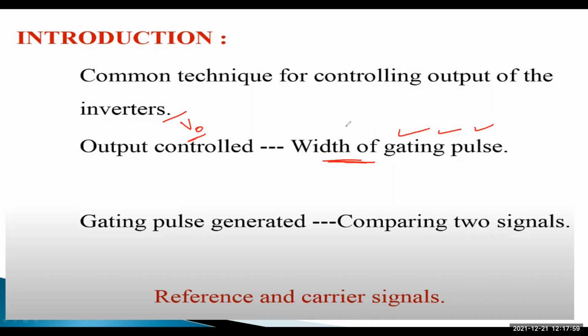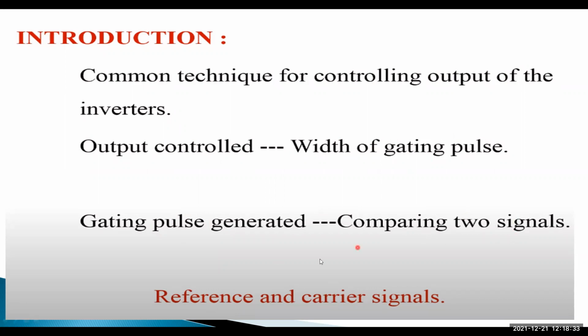The gating pulse can be generated by comparing two different signals. One is called the reference signal and the other is called the carrier signal. The output voltage can be controlled by controlling the width of the gating pulses, and these pulses are generated by comparing the two signals.